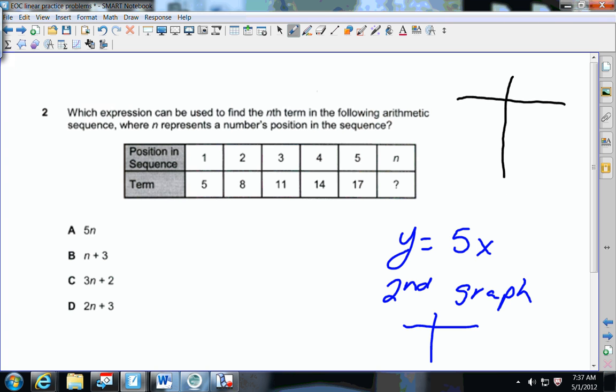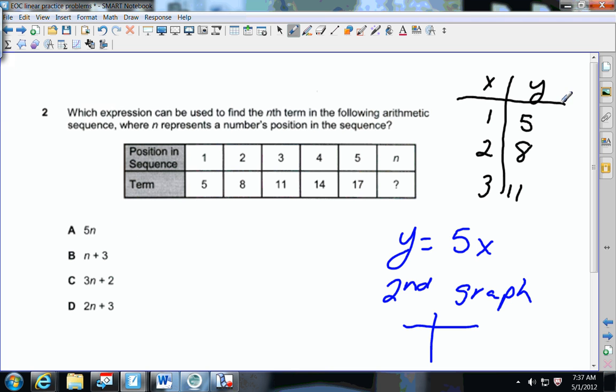So I turn it like this, and I've got x, then y. So the position number, the position in sequence, and then the term number. What you could do is try and match it up by putting each one of these in the calculator and pressing second graph to see which table works.